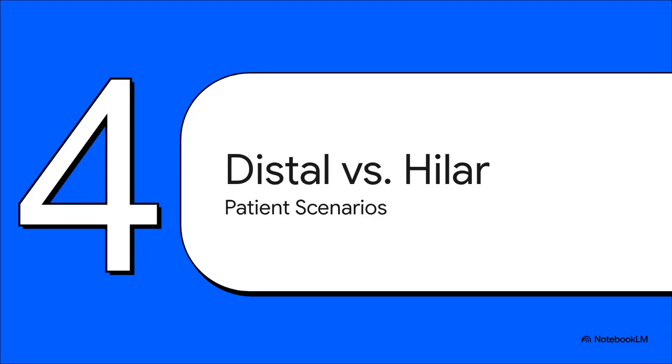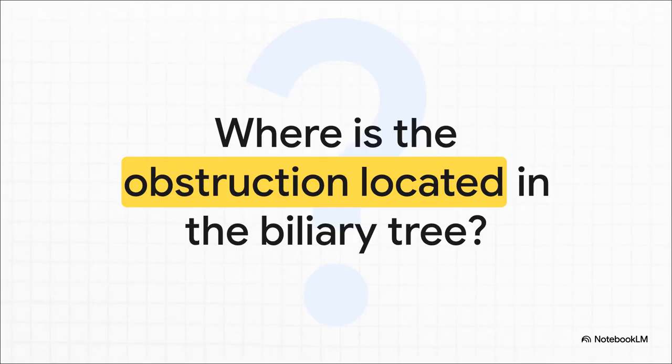Okay, let's put it all together now. We're going to take everything we've just talked about and apply it to the two big scenarios you're going to encounter: distal blockages versus those tricky hilar ones. And here we are again, back to the most important question you have to ask yourself at the very beginning. Is the blockage down low, near the pancreas, or is it way up high, at the hilum? Because that one piece of information changes your entire game plan.